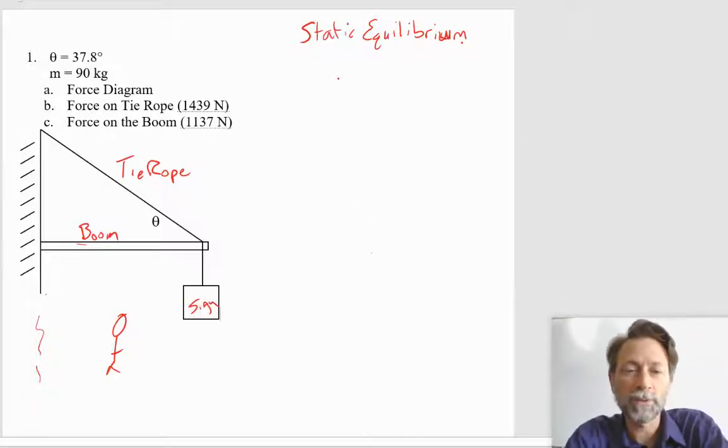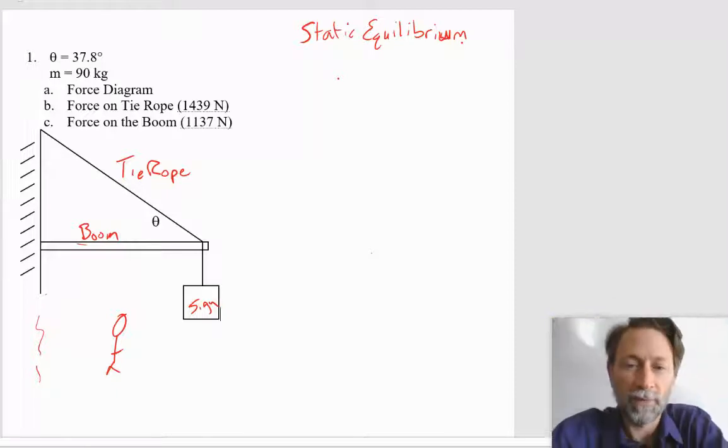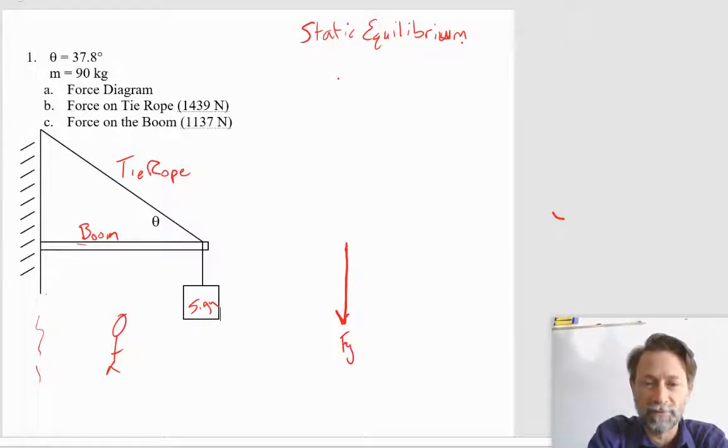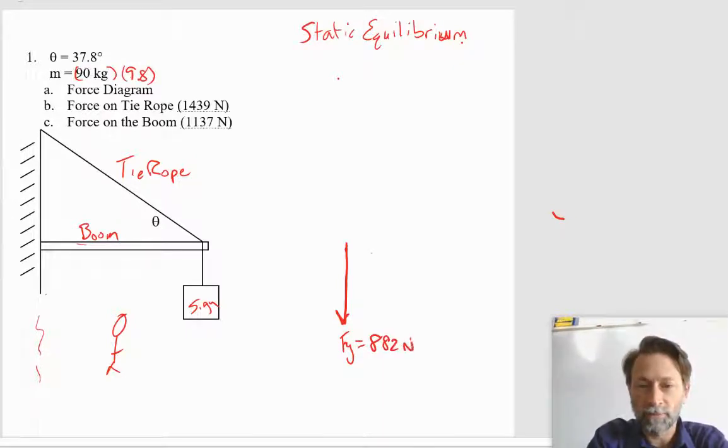So the first thing we want to do is draw a force diagram. I'm going to have the sign that is pulling straight down here, and it's going to have a certain weight or a force of gravity. That weight is going to be the mass times the 9.8. And when we do that, we get 882 newtons.